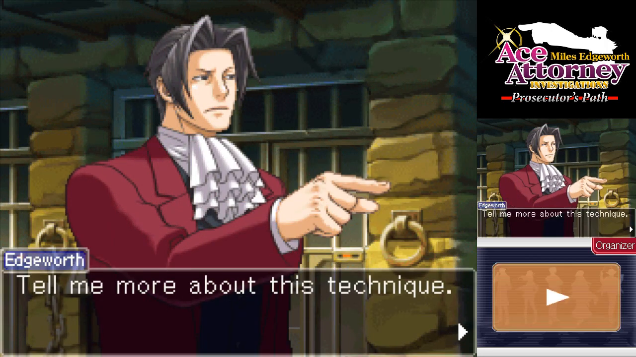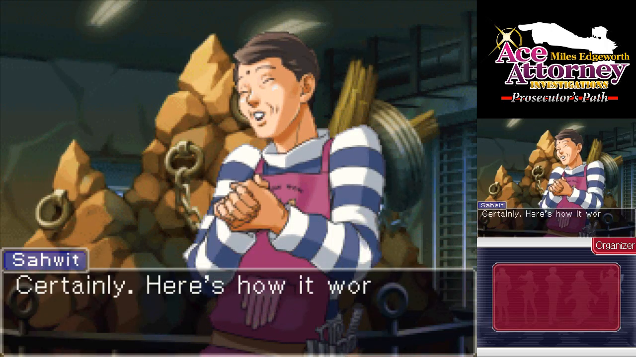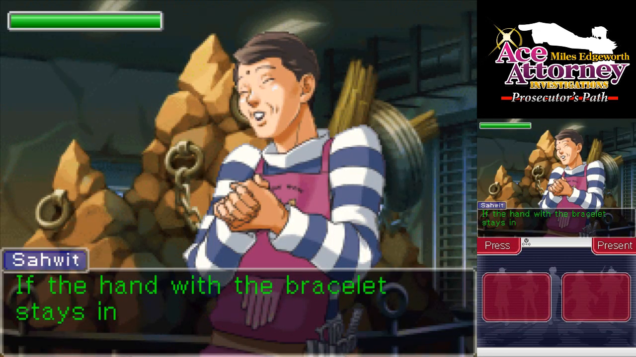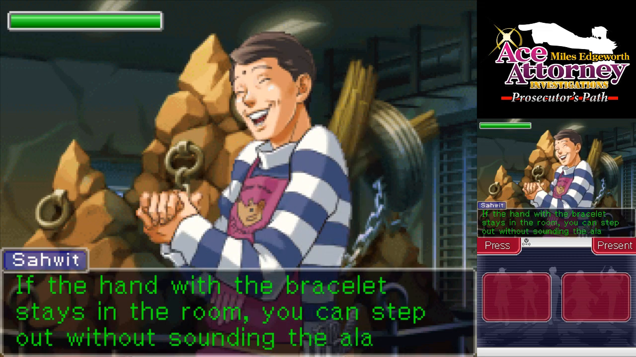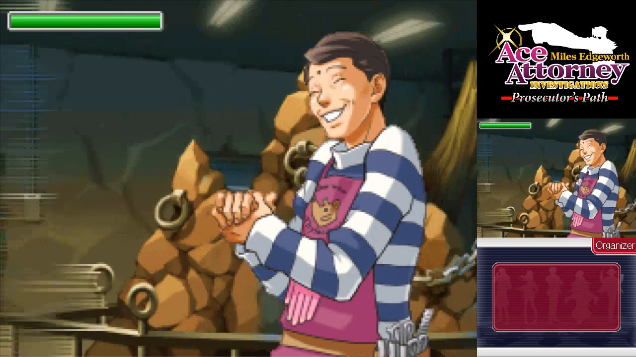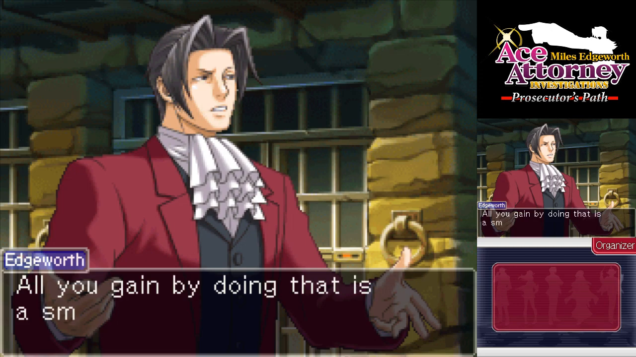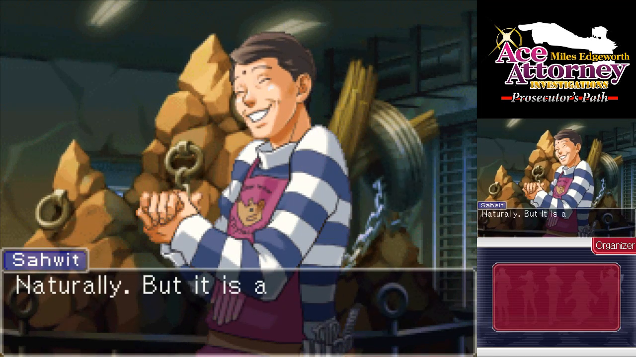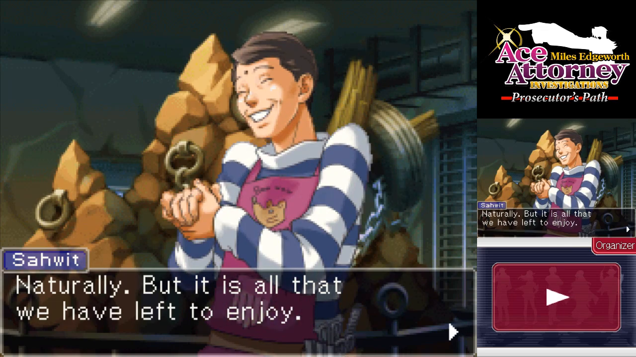Tell me more about this technique. Certainly. Here's how it works. If the hand with the bracelet stays in the room, you can step out without sounding the alarm. All you gain by doing that is a small degree of freedom. Naturally, but it is all that we have left to enjoy.